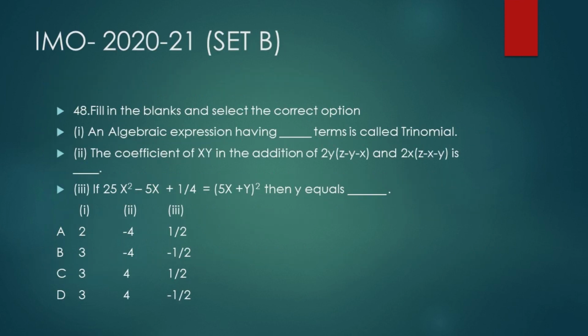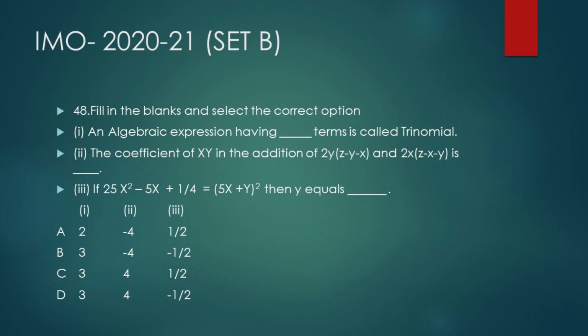Look at the problem on the screen. This problem was asked in 2020-21. It is from set B of the IMO exam. Here you need to evaluate some values and identify the coefficient. There are 3 sub-questions to it. The first sub-question is asking: an algebraic expression having dash terms is called a trinomial. As you know, if there are 3 terms, it is called a trinomial. So the answer for the first sub-question is 3.